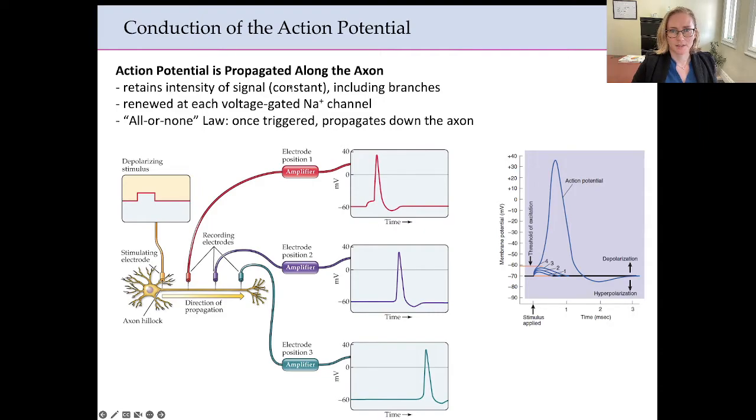So it retains its intensity. It is an all or nothing event, right? If threshold of excitation is reached, it doesn't matter what else is happening. It will trigger those sodium channels to open, and there's no stopping it. That sodium influx causes that depolarization, and it triggers potassium channels to open. So once triggered, it propagates down the axon, and there's no stopping it. And you can see here the axon hillock. This is where it starts.